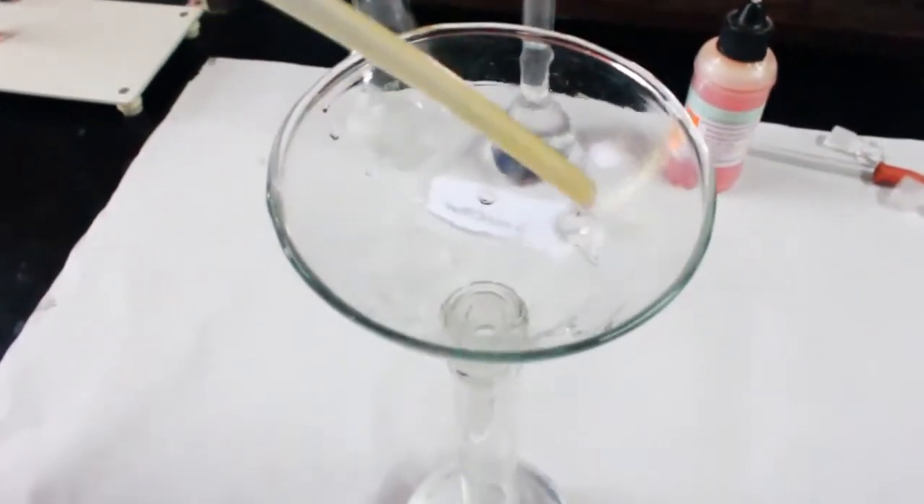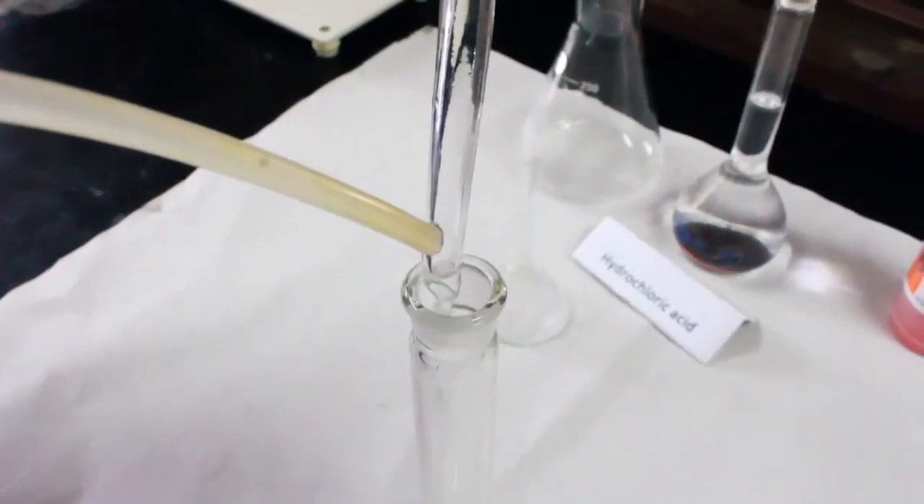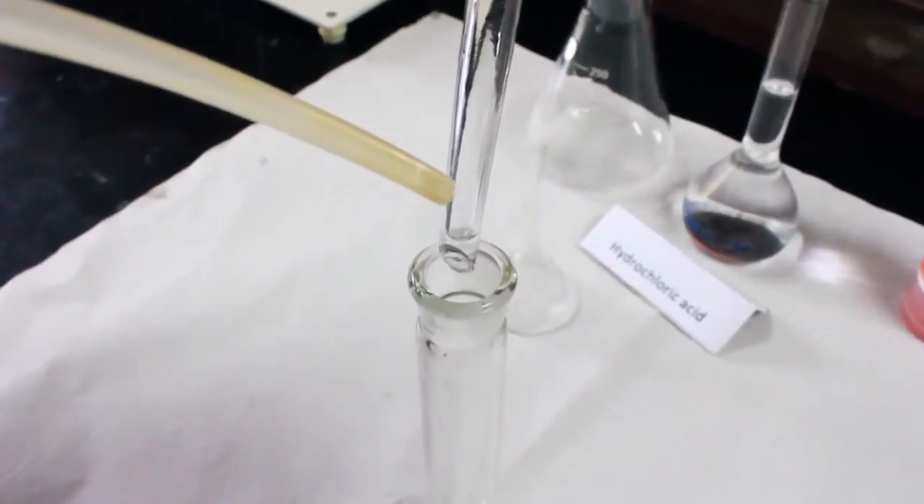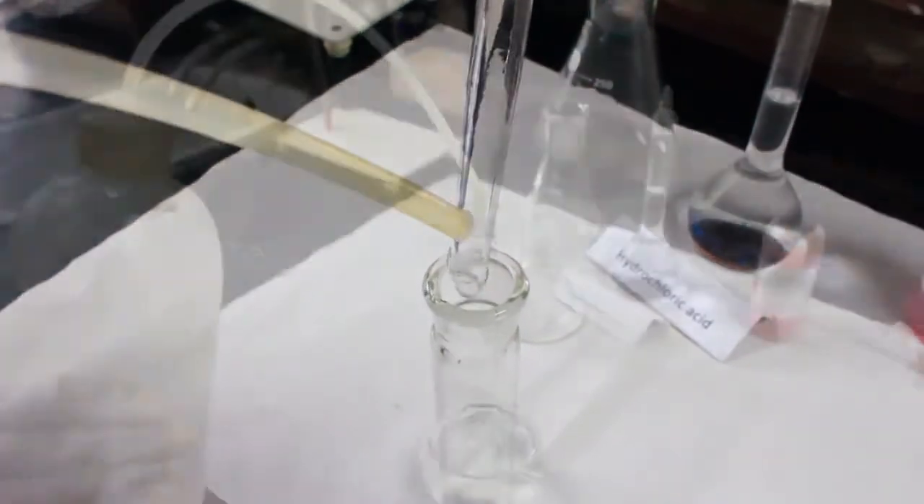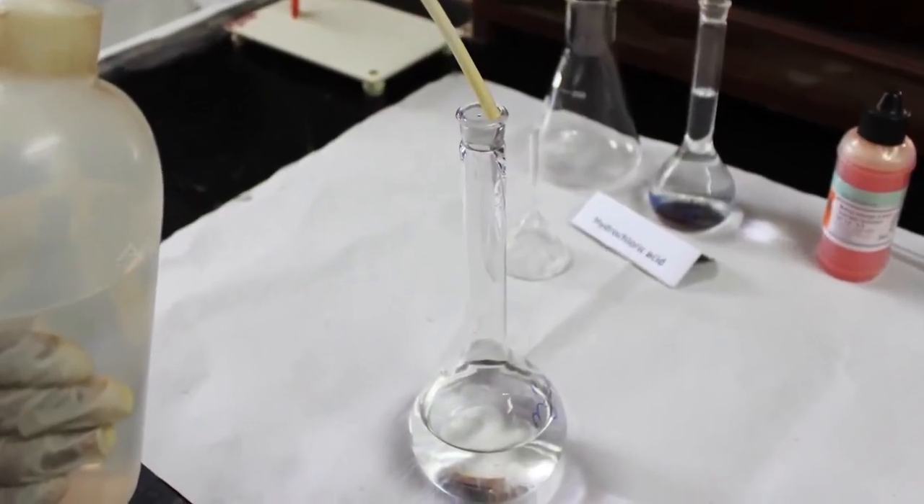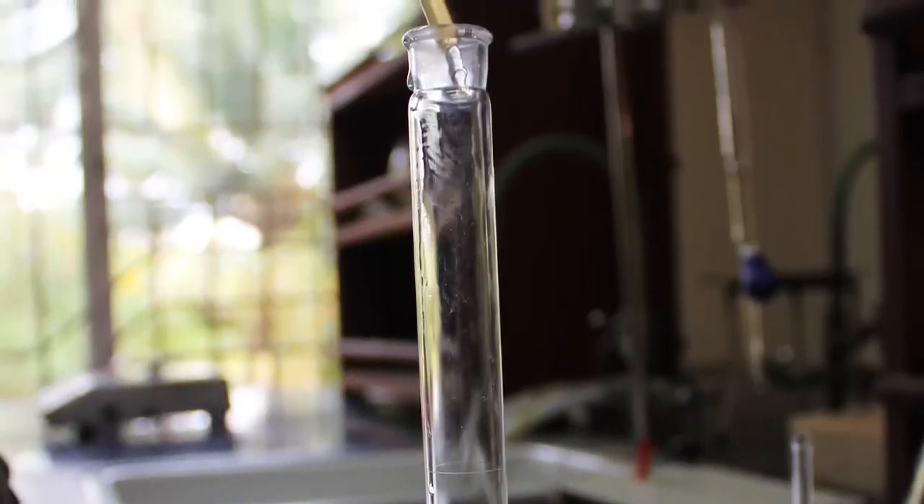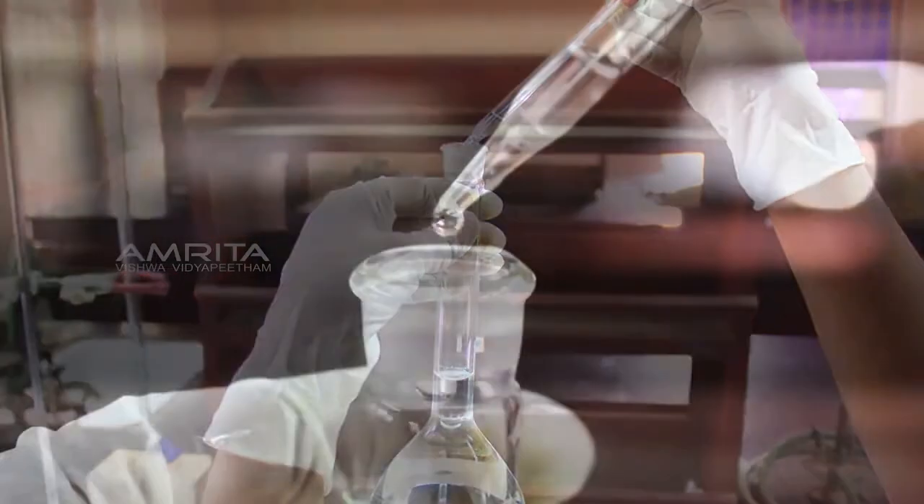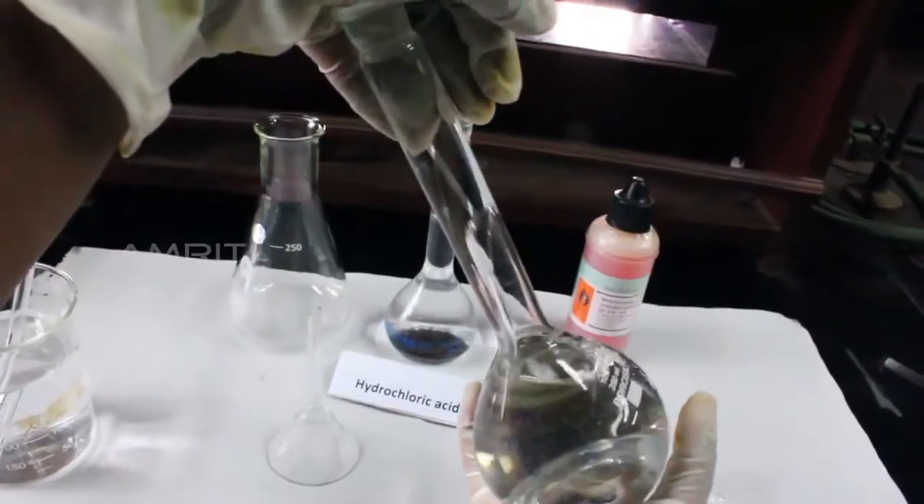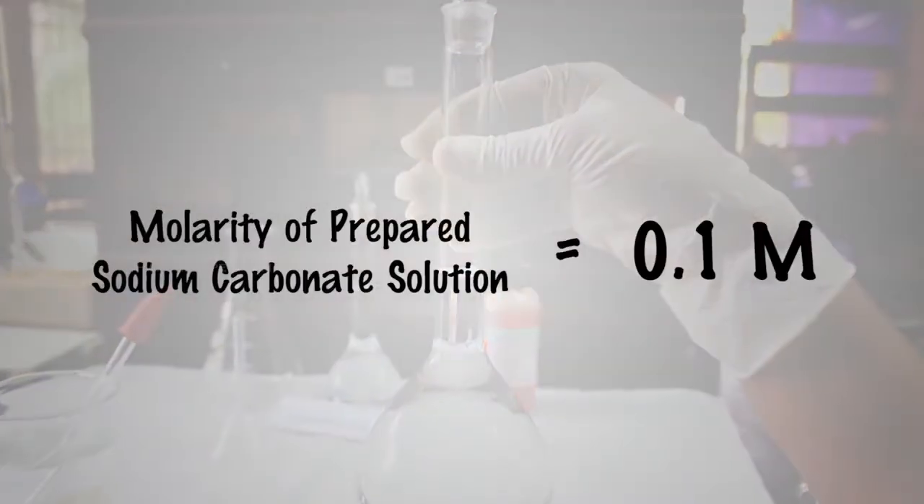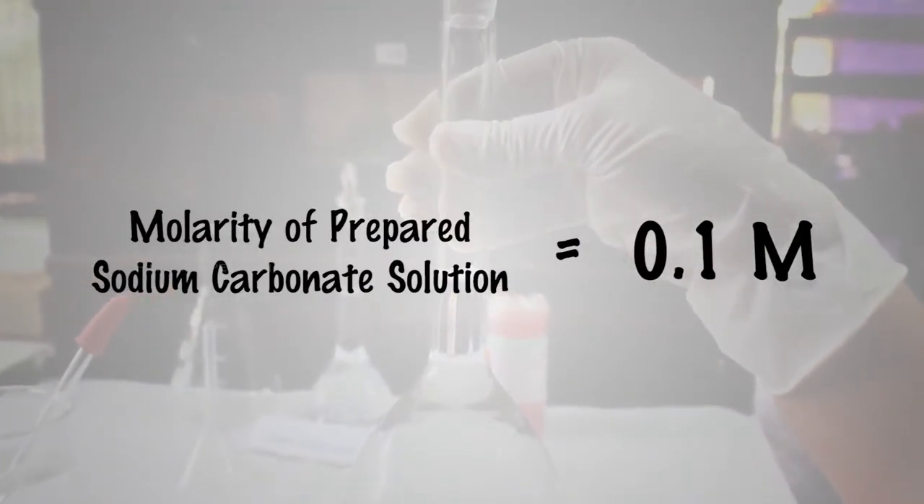Finally, wash the funnel and funnel tip thoroughly with distilled water to transfer the solution sticking in the funnel to the standard flask. Using a wash bottle, carefully add distilled water to the standard flask to just below its calibration mark. Add the last few drops of distilled water with a dropper until the lower level of the meniscus just touches the mark on the standard flask. Stopper the measuring flask and shake gently to make the solution uniform throughout. The molarity of prepared sodium carbonate solution is 0.1 molar.